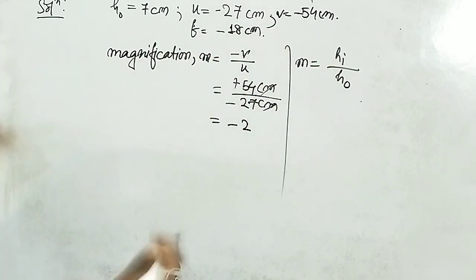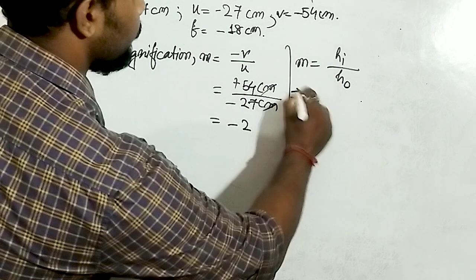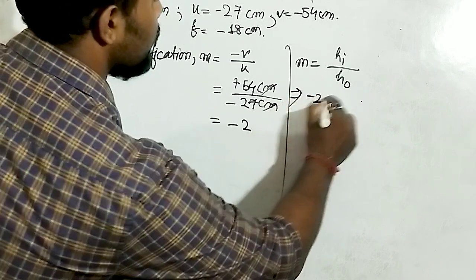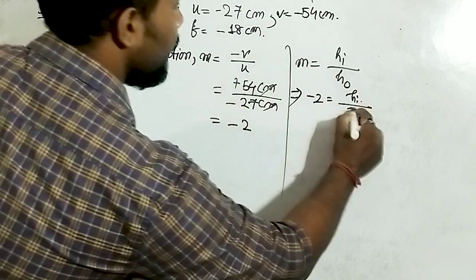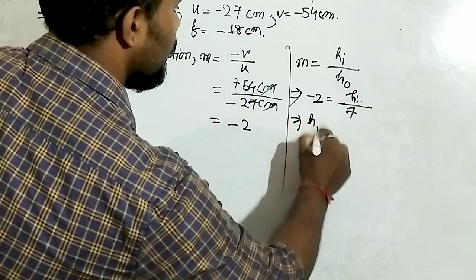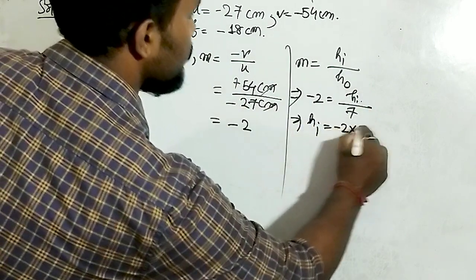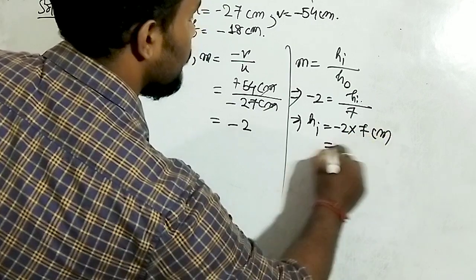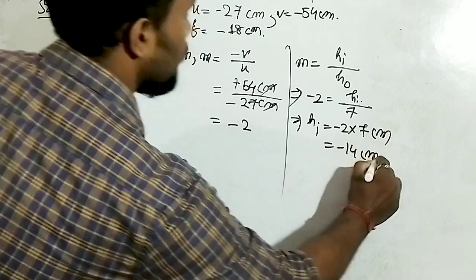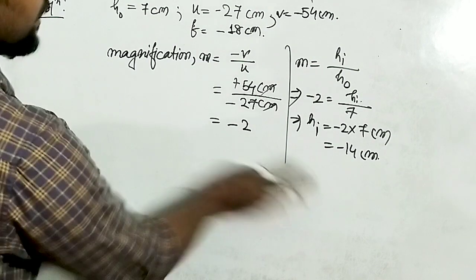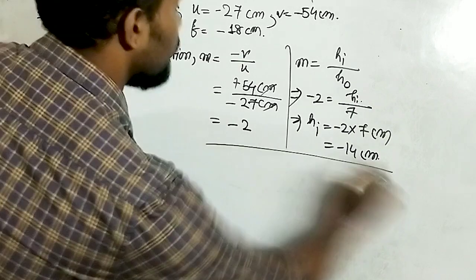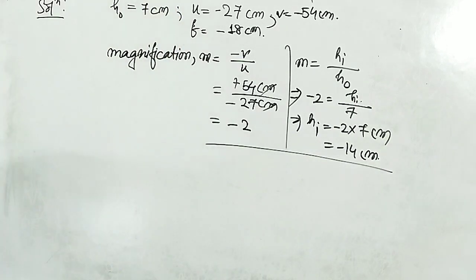Okay, we will check. M is given as minus 2. Hi we need. Ho is given as 7. So what will be hi? Minus 2 into 7 centimeter, that is equal to minus 14 centimeter. Is it true or not? We have proved everything. So using the magnification, we can actually say about the nature of the image, right?